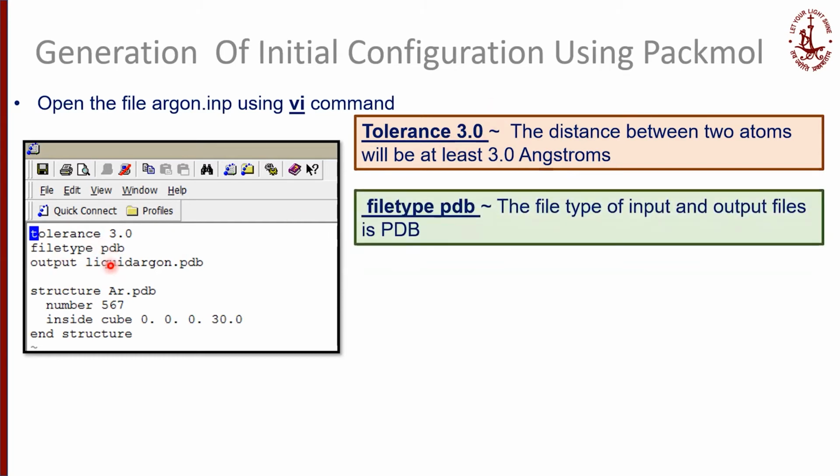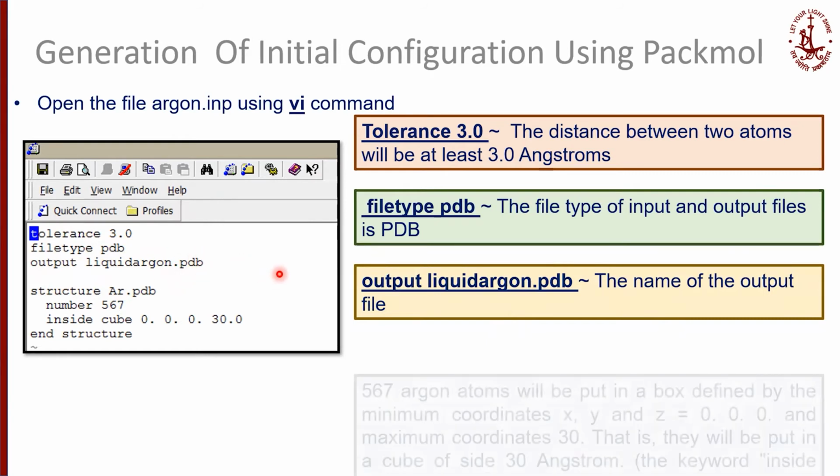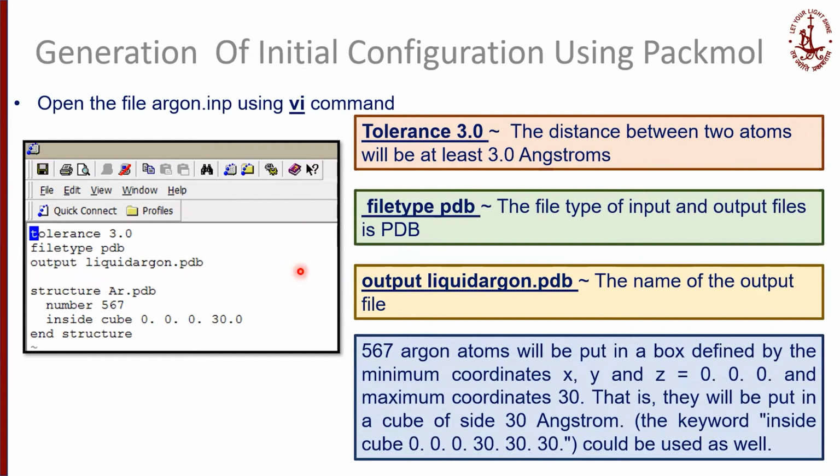Then file type PDB means your input file type is in PDB form. Your output file will also be in the form of a PDB. Output is written as liquid argon.pdb. Liquid argon.pdb is the name of your output file. You can change it to whatever you want, but the format will be .pdb. The next line is written as structure argon.pdb. This is where you give the input file structure name. If your structure name is argon.pdb, you will write it as argon.pdb. If it is ar.pdb, you will write it as that. Any mistake over there, your file will not run.